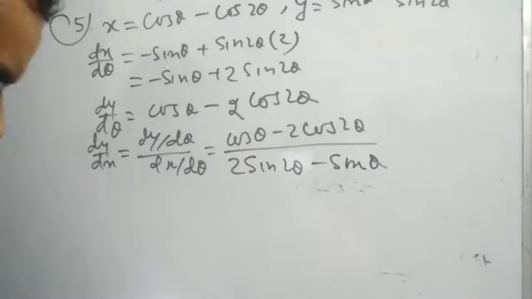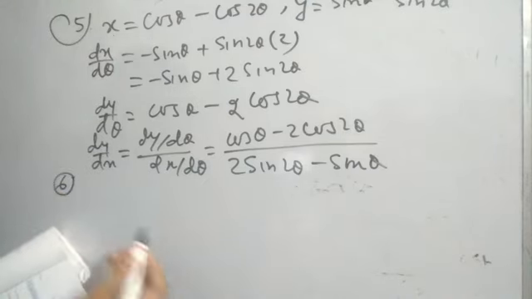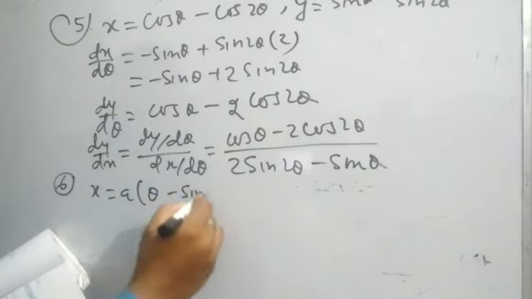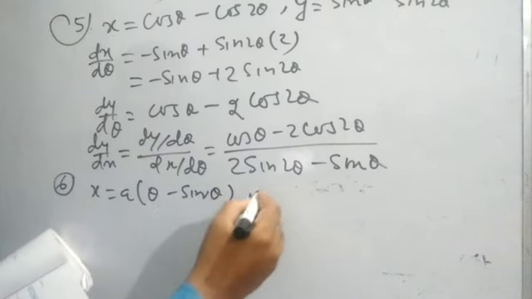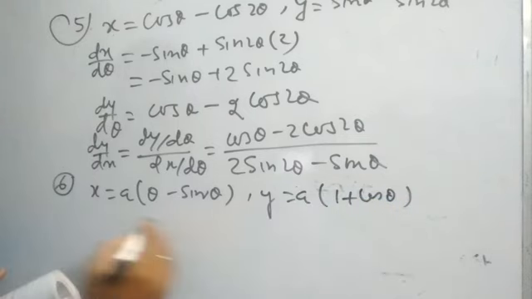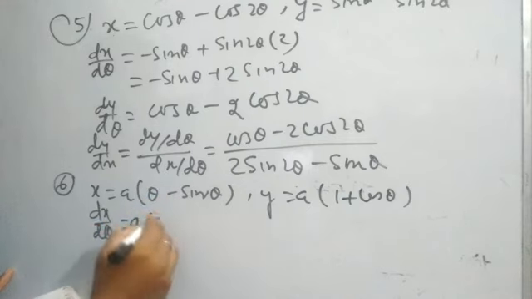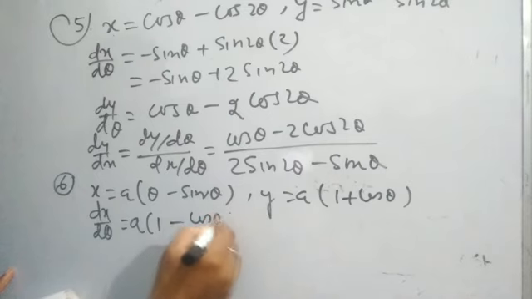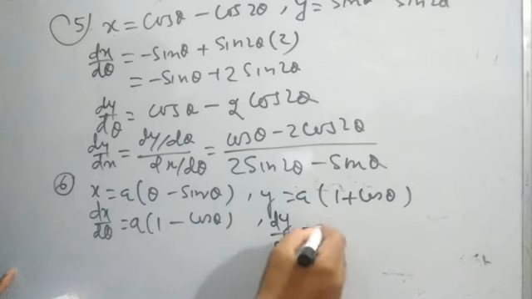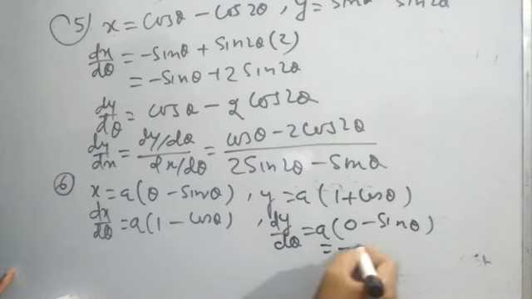Similarly, question number 6, that is x is equal to a into theta minus sin theta, y is equal to a into 1 plus cos theta. Then dx by d theta, a into derivative of theta minus sin theta, 1 minus cos theta, and dy by d theta is equal to a into 0 minus sin theta, that is minus a sin theta.